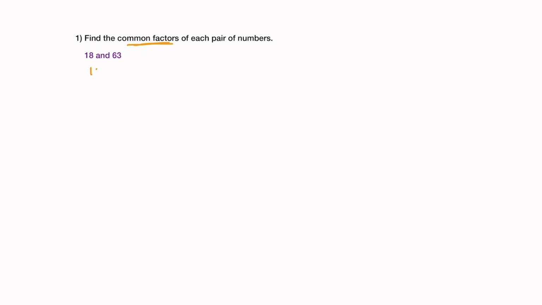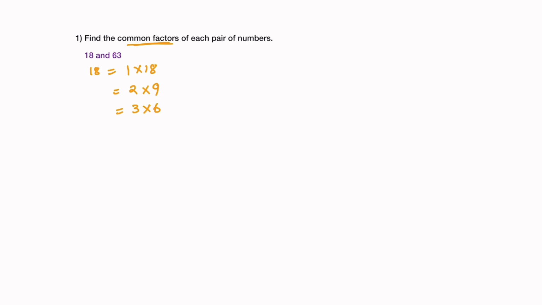So we can say 18 can be written as 1 times 18. It can also be written as 2 times 9. And we can also say that to be 3 times 6. So it's basically you go on like this and list down all the factors, the possible ways in which that number can be expressed, right?